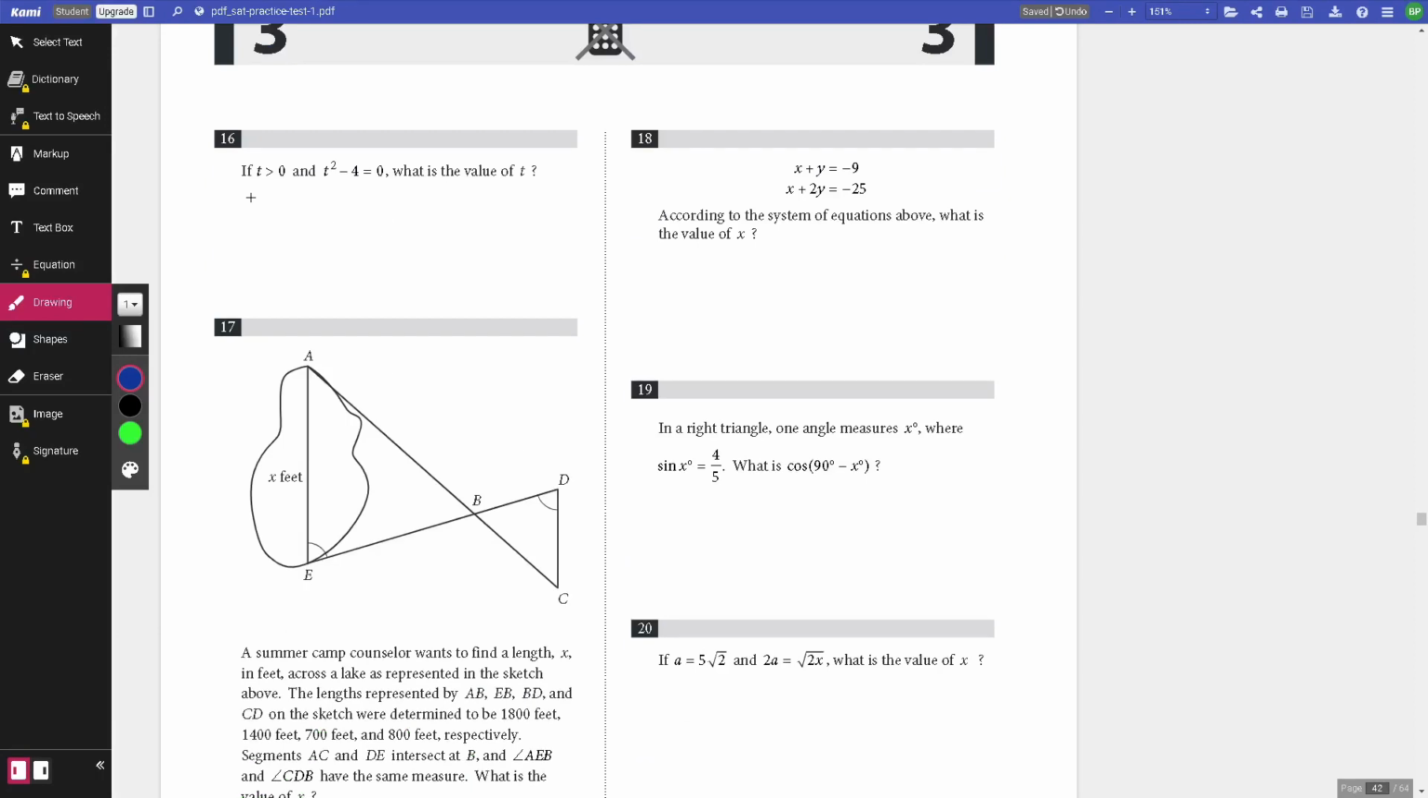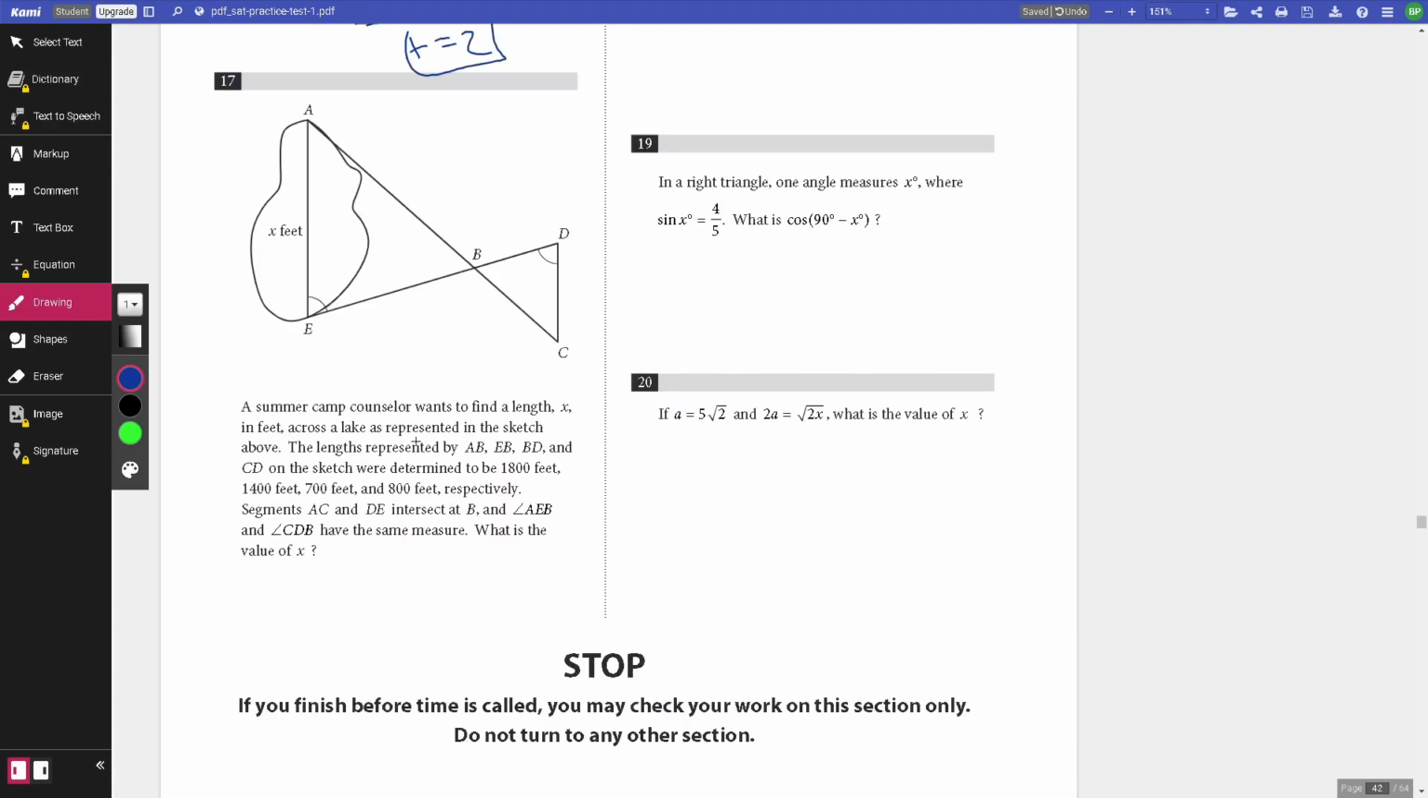Next problem, number 16. This is a grid problem. So there's no multiple choice, so there's no process of elimination. This question is pretty simple. You just move forward to the other side, take the square root. t equals plus or minus 2. Ignore the second line. t equals plus or minus 2, but t is over 7, so t is equal to 2. Just bubble in 2.